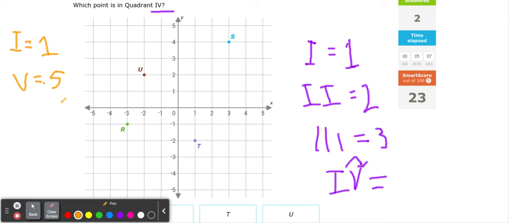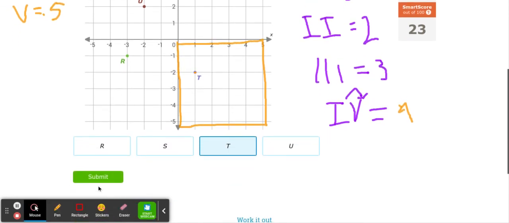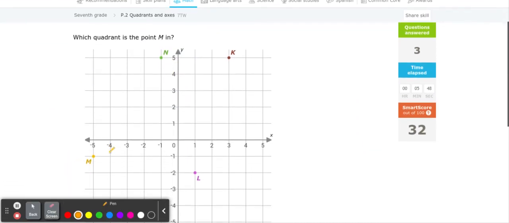And there's also other letters like X, C, D, and M. There's other letters, not all of them, but you'll learn that in a new video that I'll be releasing later on. So this number IV right here equals 4. So the coordinates in quadrant 4, which is here, is T, as we can see right there. So let's check our answer. And it was correct.